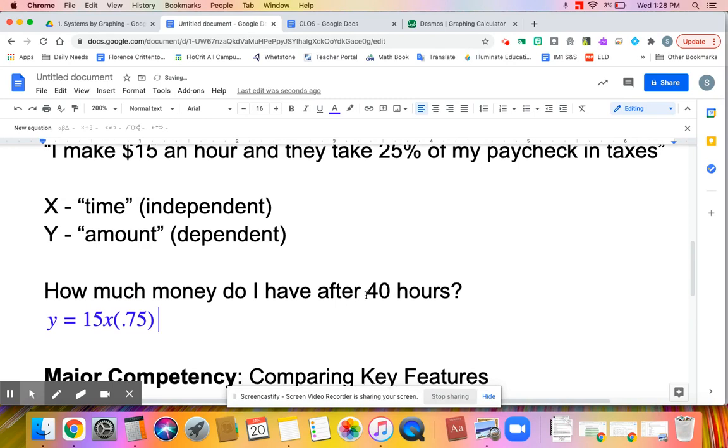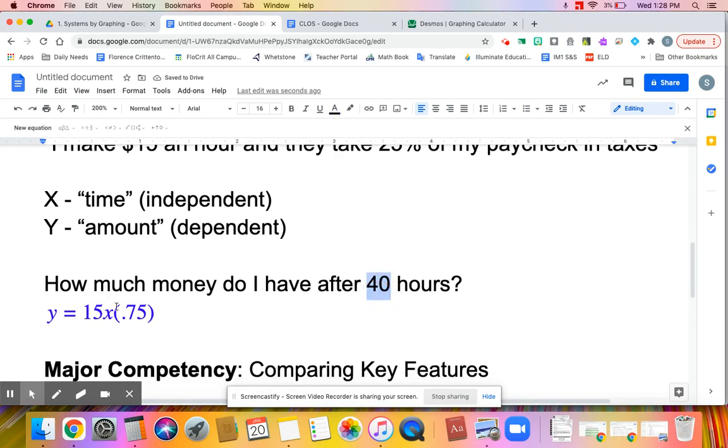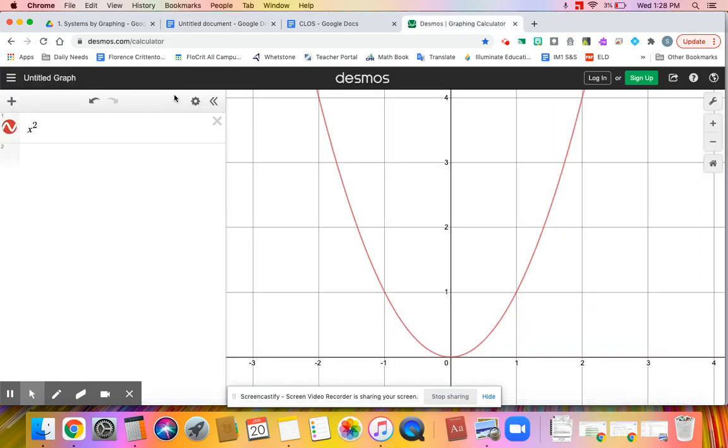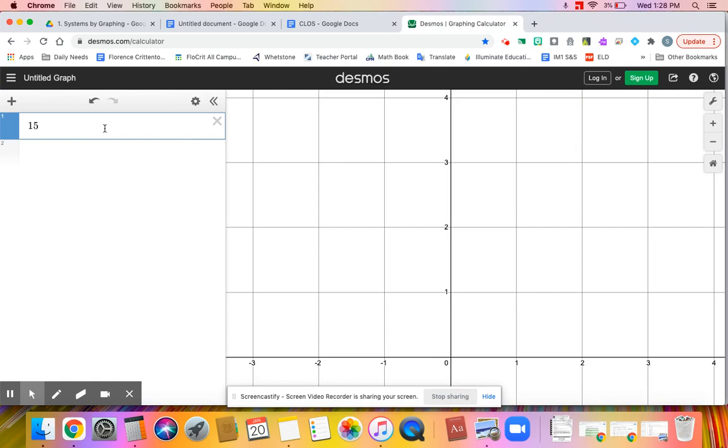And 40 hours is my time that I've worked. So instead of x, I replace it with parentheses 40. I'm plugging in 40 hours, and then I do the math to get the answer. So if I get $15 an hour and I times it to the 40 hours I worked, that would be 600, but I don't get to keep it all because the government takes 25%. So I'm only left with my 75%. I'm only taking home $450.